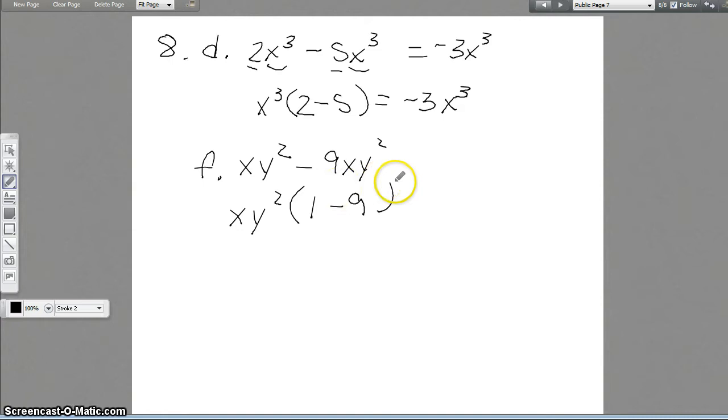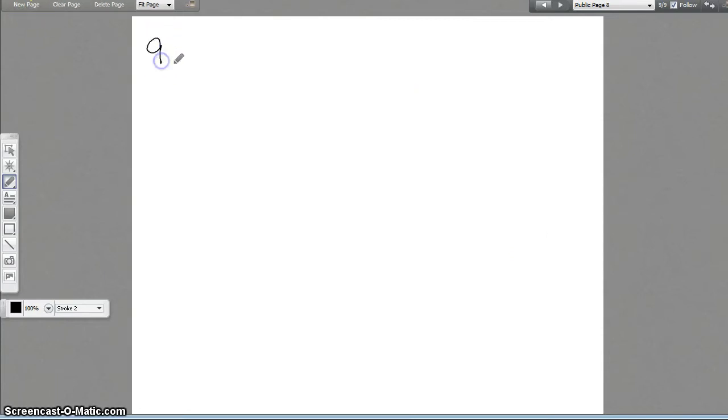So in the parentheses, we have 1 minus 9. What is 1 minus 9? Well, that's -8. So what we have here is -8xy squared. So that was number 8, which is just like number 16 in the homework. We need to factor out our greatest common term, do the math on what's in the parentheses, and then get our final answer.